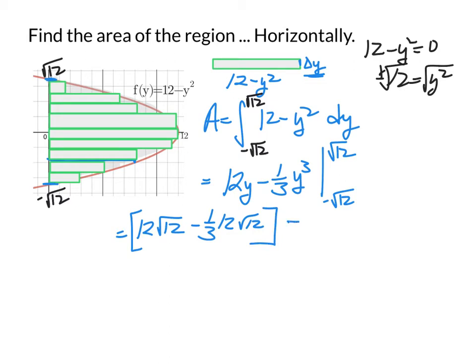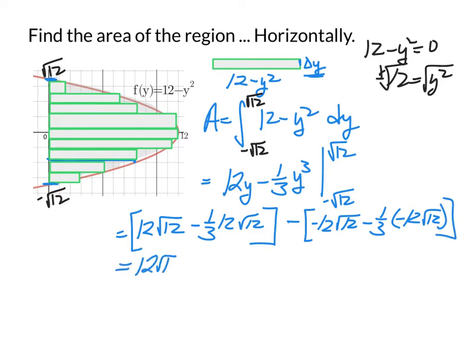Then we're going to subtract the negative one. So negative 12 root 12 minus 1/3 times negative 12 root 12, which is 12 root 12 minus 1/3 of 12, which is 4 root 12, minus negative 12 root 12, minus negative 1/3 of negative 12, which would be a positive 4 root 12.